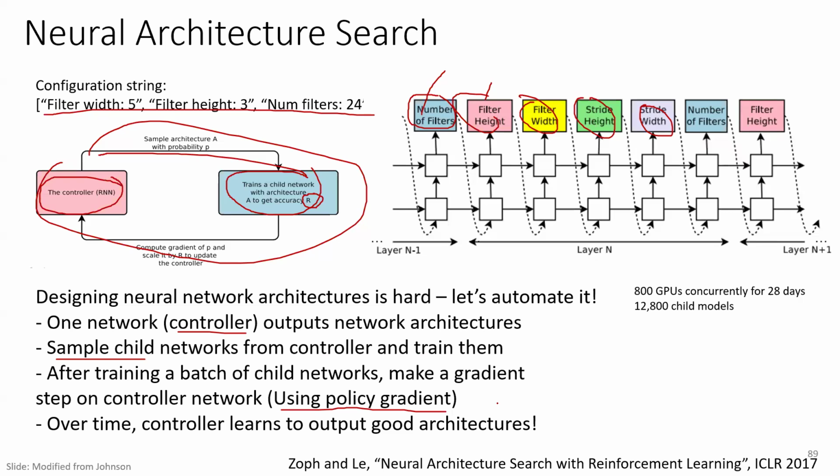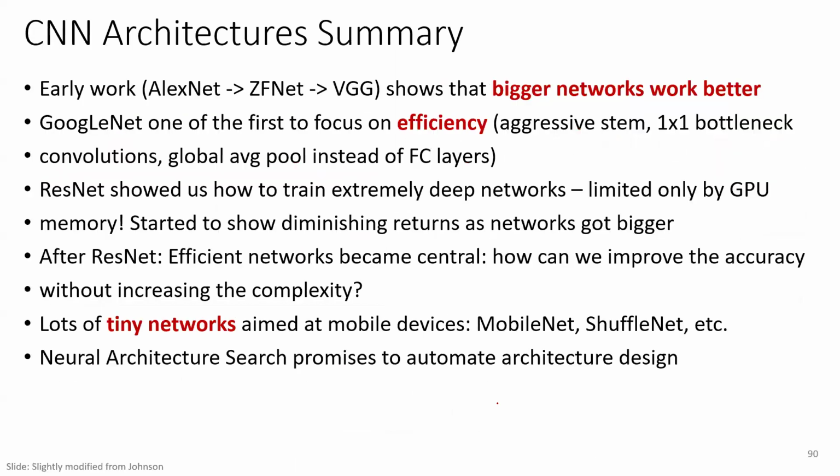This is extremely computationally heavy, but you can see we call them NAS networks. NAS networks are there in these repositories of neural networks. We can use them. To summarize, early networks like AlexNet, ZFNet, or VGG show that bigger works better. Then GoogLeNet started focusing on efficiency: aggressive stem, one by one bottleneck, and so on. They introduced this convolution. There's a mistake in the slide.